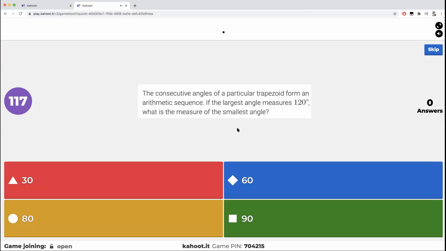The consecutive angles of a particular trapezoid form an arithmetic sequence. If the largest angle measures 120 degrees, what is the measure of the smallest angle?